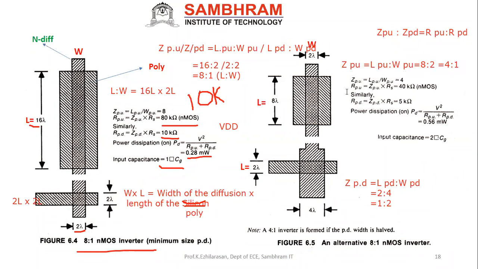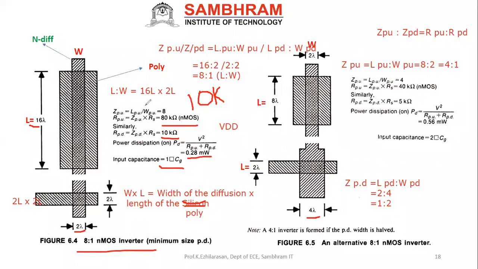Now let us calculate the power dissipation for this. What happened? You see this. We reduced the polysilicon length by half and instead we increased the width actually. In the pull down, we increased the diffusion width to 4 lambda. But the length is 8 lambda actually instead of 16.